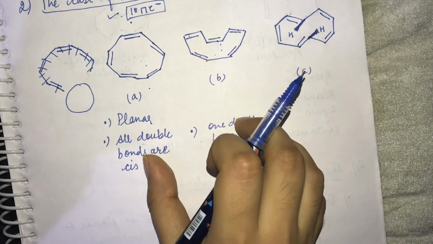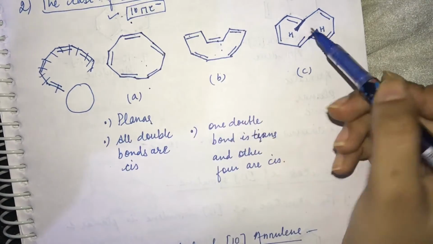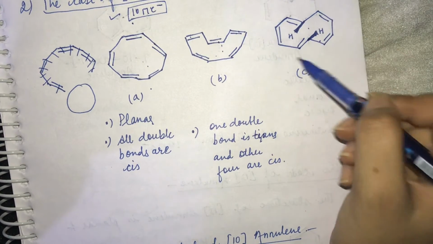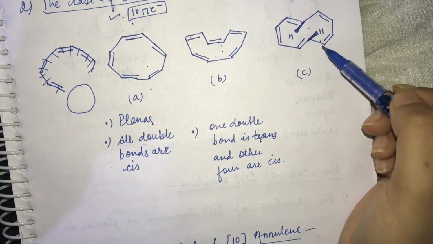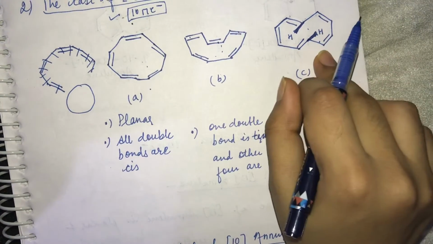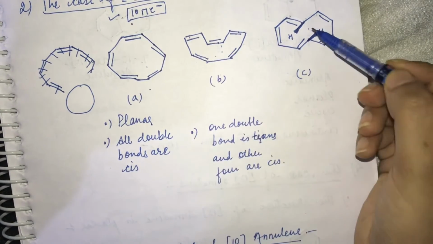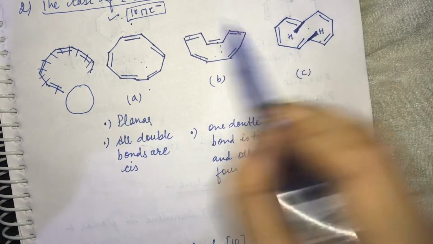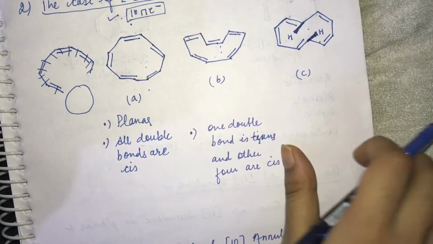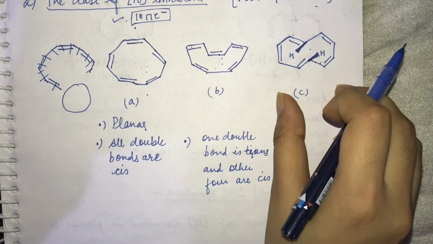If we try making 2 double bonds trans, then we can arrange all the atoms to have no angular strain, and we can arrange these bonds to have 2 trans bonds. In this one we have all cis bonds, in this one we have 1 trans bond, which is this, and in this structure we have 2 trans bonds with no angular strain.